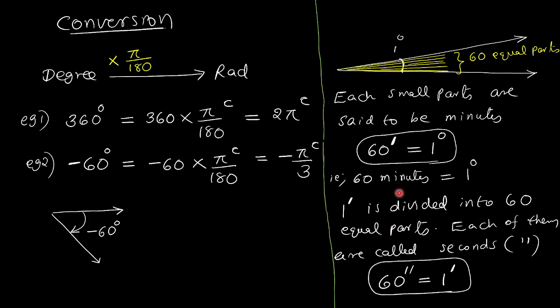So you understood that. In angle measurement, 1 degree is sometimes a larger unit, so I divide it into 60 parts. So 60 minutes equal 1 degree and 60 seconds equal 1 minute. You please write down. If you have any doubt, you please ask.